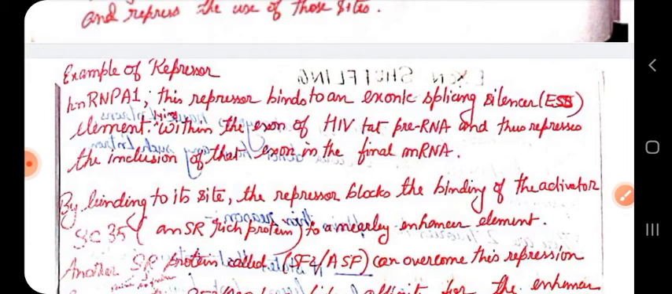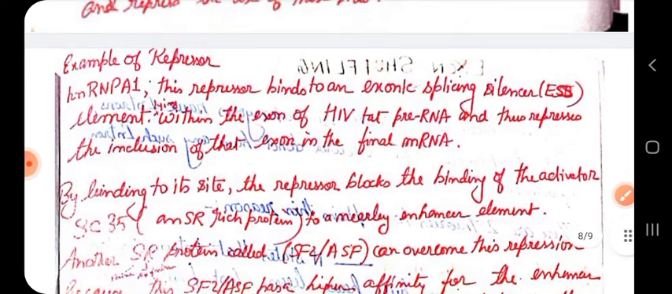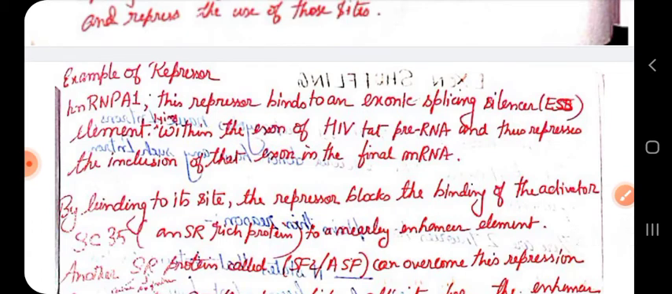This HNRNPA1, what it does, this repressor binds to a silencer region. Okay, very good. By binding to the silencer region that lies within the HIV TAT pre-mRNA, within the exon, it represses the inclusion of that exon in the final mRNA.